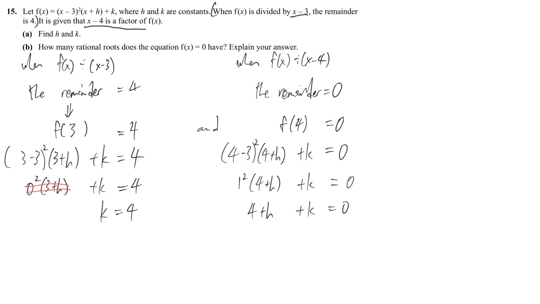But we already know what k is. So I change k to our known value, which is 4. So h is equal to -8. We already get h and k. So h is equal to -8, while k is equal to 4.